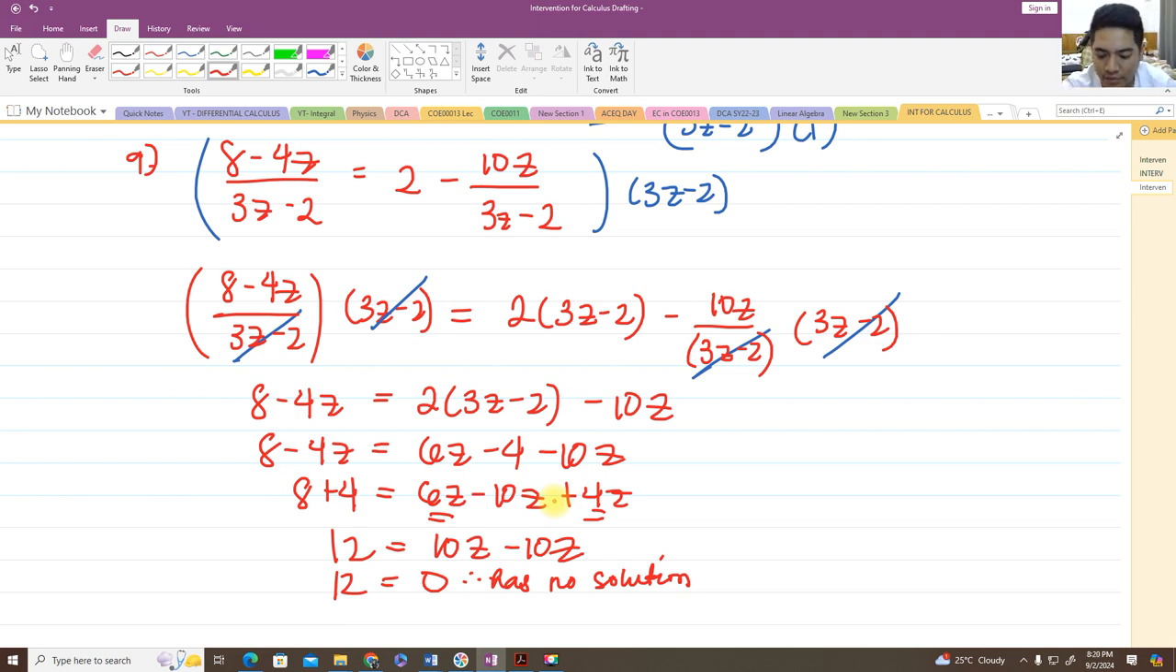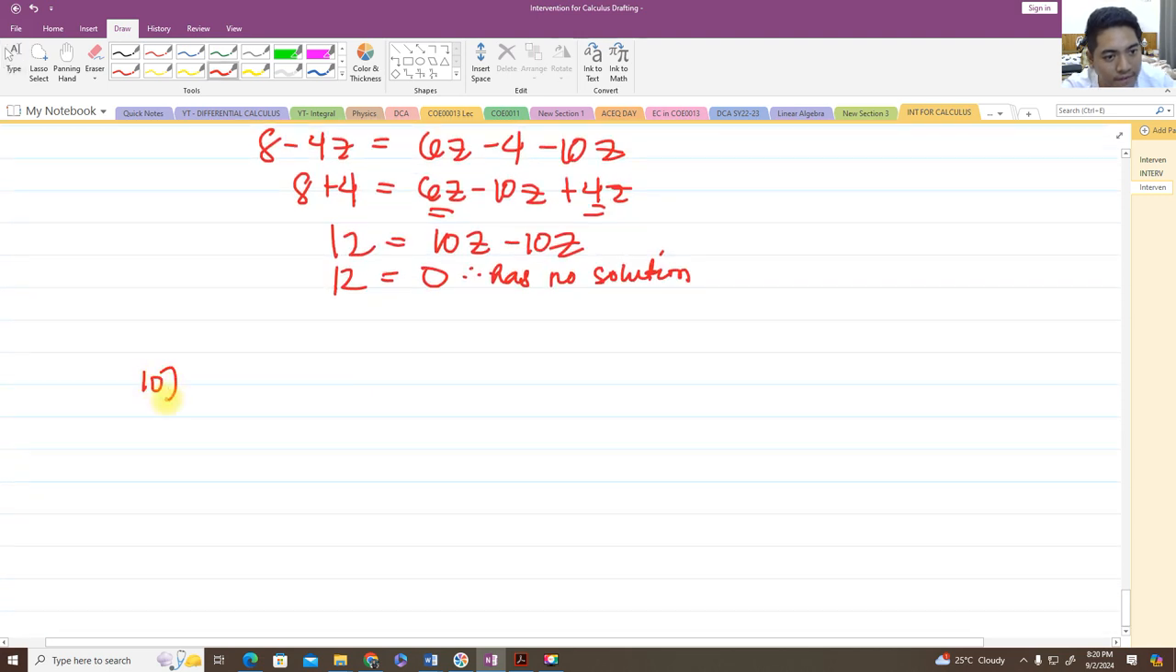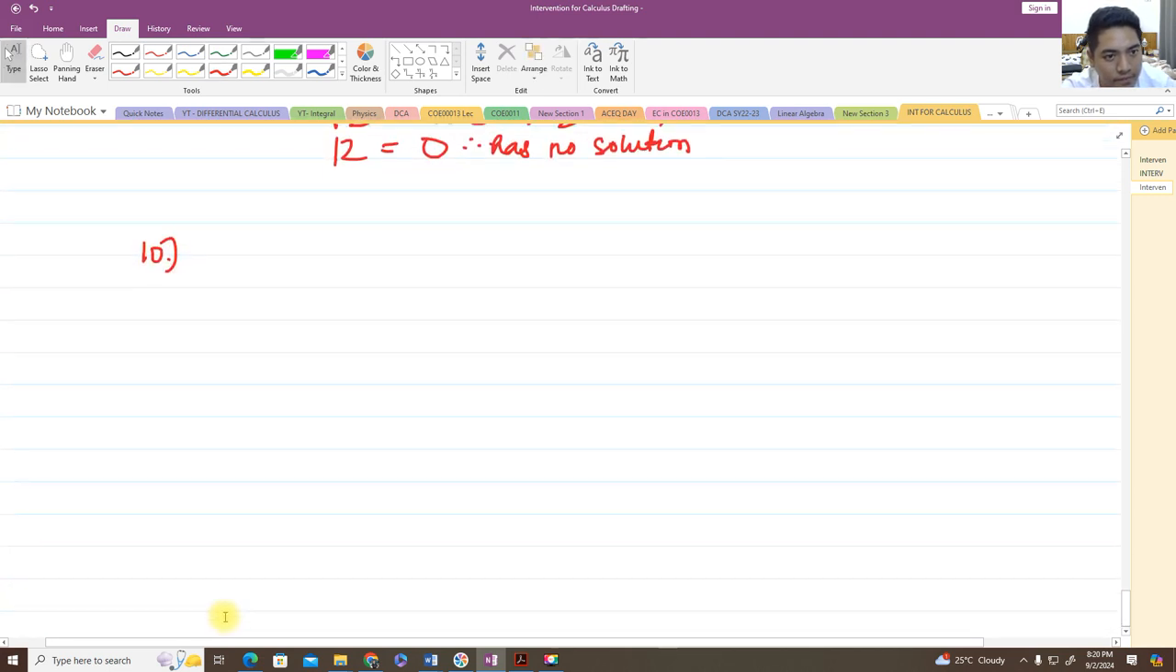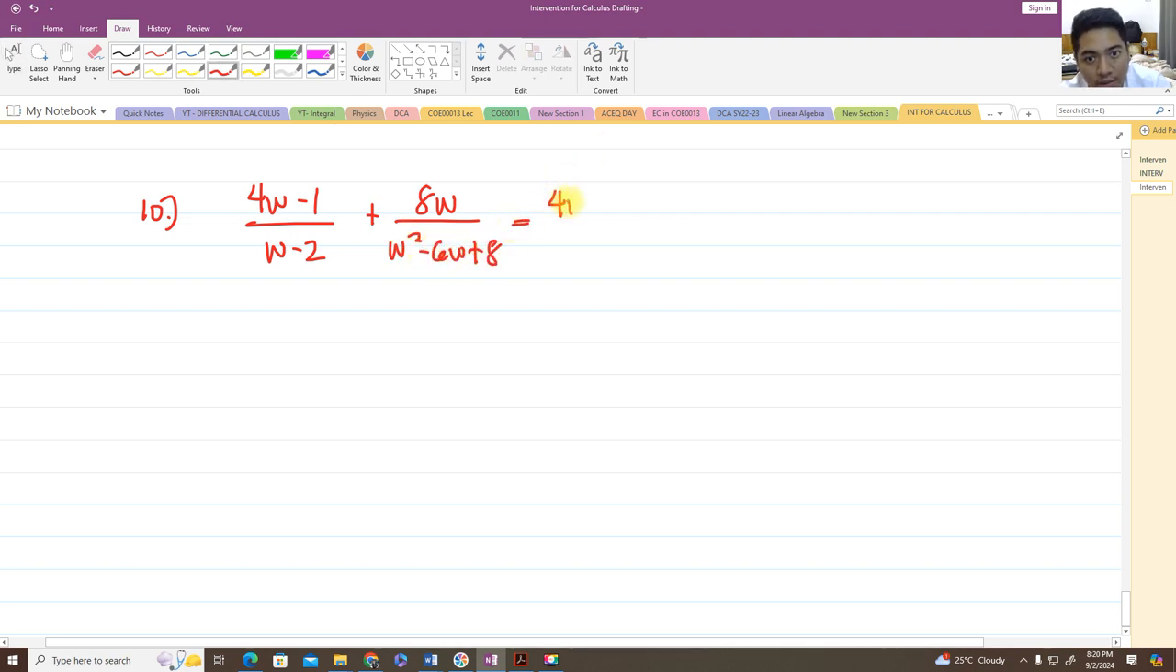Right? So for our last number, problem number 10. For problem number 10, we have 4w minus 1 over w minus 2, plus 8w all over w squared minus 6w plus 8, equals 4w plus 3 all over w minus 4.